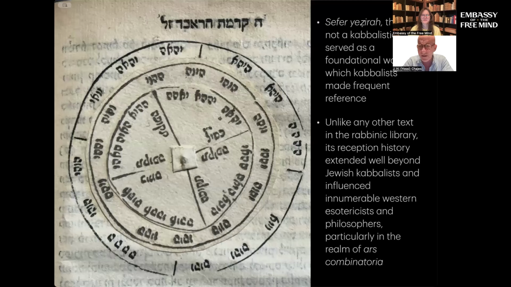They're not trying to reconstruct its original meaning. They are inspired by it, and they'll say, so there are 10 sfirot, like it says in Sefer Yetzirah. A lot of things, like it says in Sefer Yetzirah.